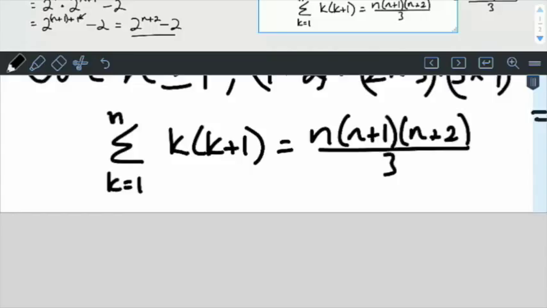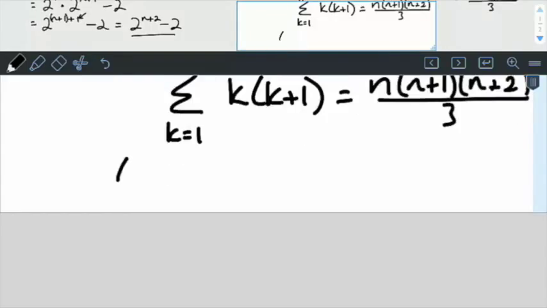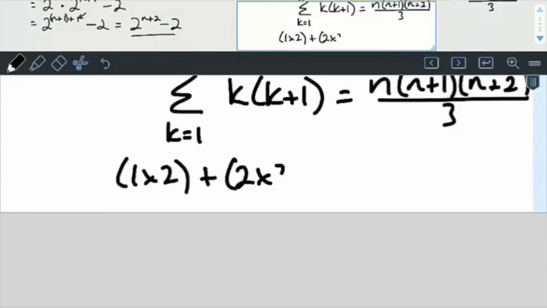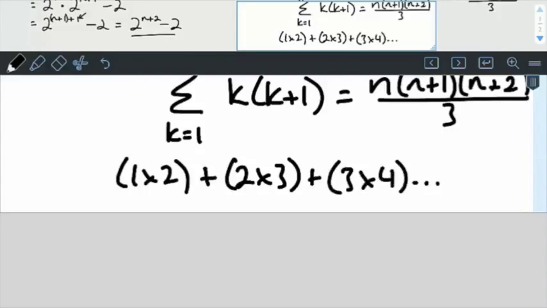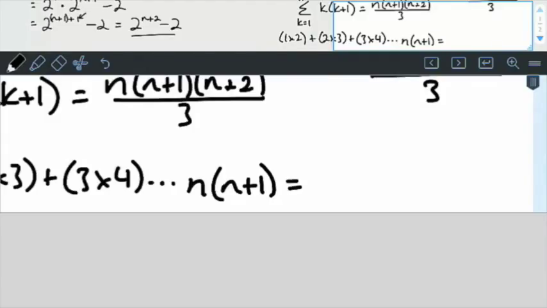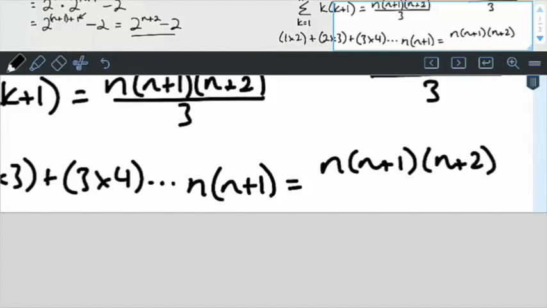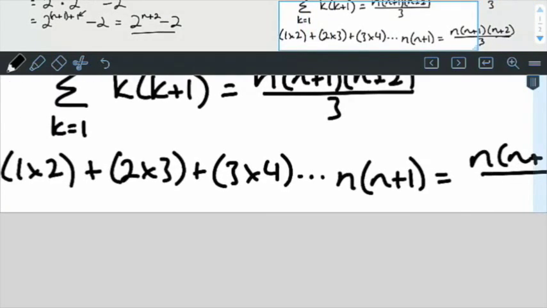That's what you get. So, once again, let me write this out. 1 times 2 plus 2 times 3 plus 3 times 4, all the way up until n times n plus 1 equals n times n plus 1 times n plus 2, divided by 3. Go ahead and pause the video now and see if you can solve this with proof by induction. Now I'm assuming you've solved this with proof by induction, so I'll begin.